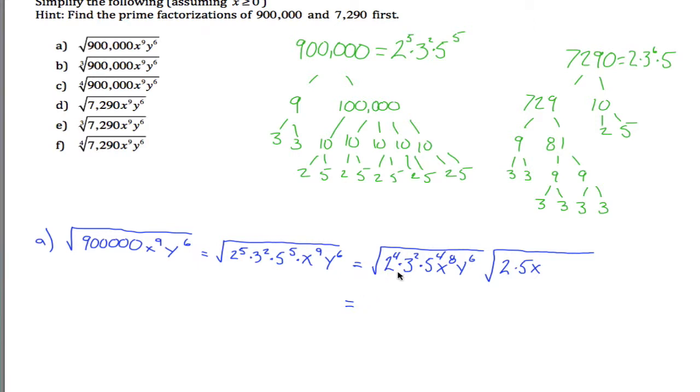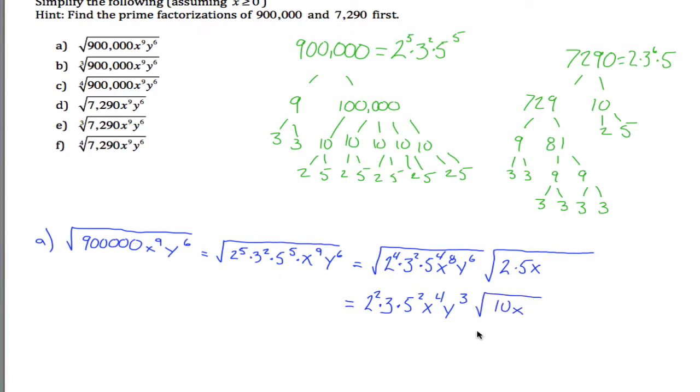So what I get is everything in here should be a perfect square. I should be able to cancel out the square root and the exponents. The square root of 2 to the 4th is 2 squared. The square root of 3 squared is just 3. The square root of 5 to the 4th is 5 squared. The square root of x to the 8th is x to the 4th. And the square root of y to the 6th is y cubed.